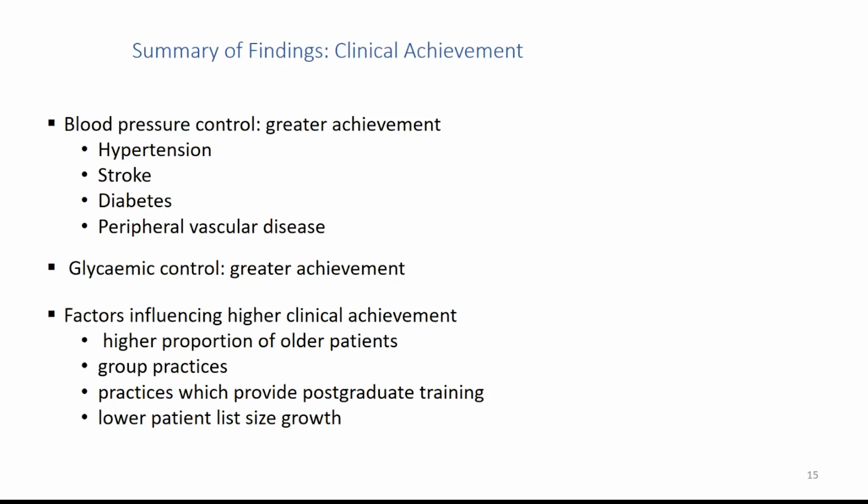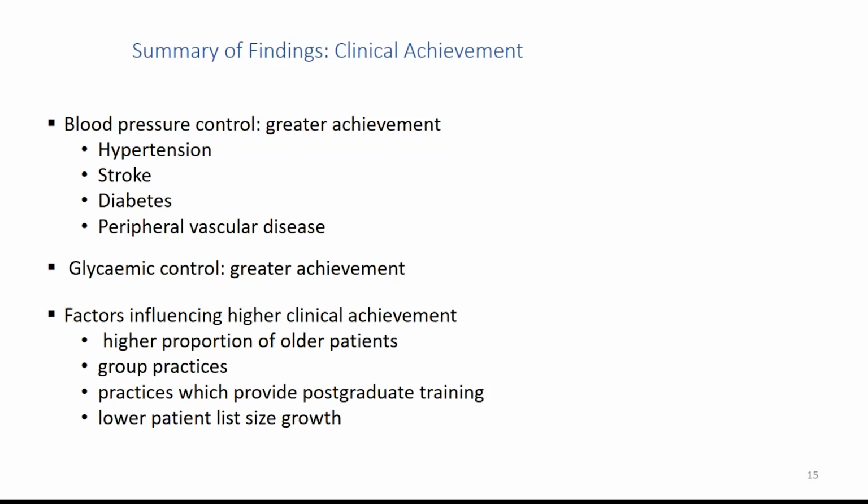You sort of get better at essentially doing these process measures, because that's essentially what they are, measuring a person's blood pressure, tinkering with their medication. You get better at it. Group practices also performed better, and practices which provide postgraduate training. So that's essentially a training practice that trains the next generation of GPs, mainly because, like all practices, they undergo CQC inspections, but they also undergo additional inspections from Health Education England to ensure that the practice is a good learning environment for doctors.